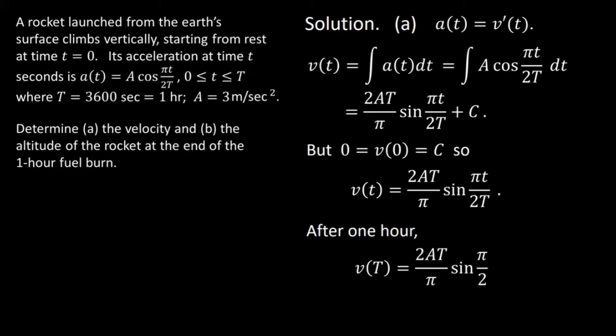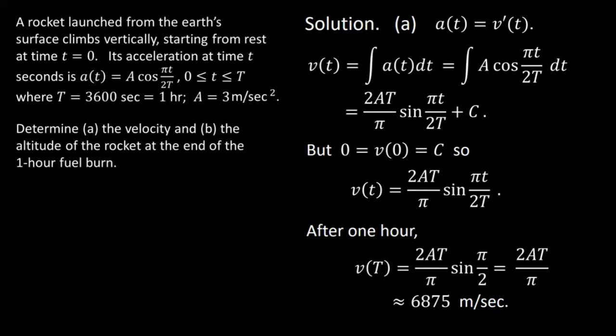So after 1 hour, I plug in capital T and simplify, and I get 2at over pi. And numerically, putting in our values, I get 6875 meters per second, so almost 7 kilometers per second. Now this is certainly faster than the speed of sound, especially at this altitude where sound travels more slowly than it does at ground level.